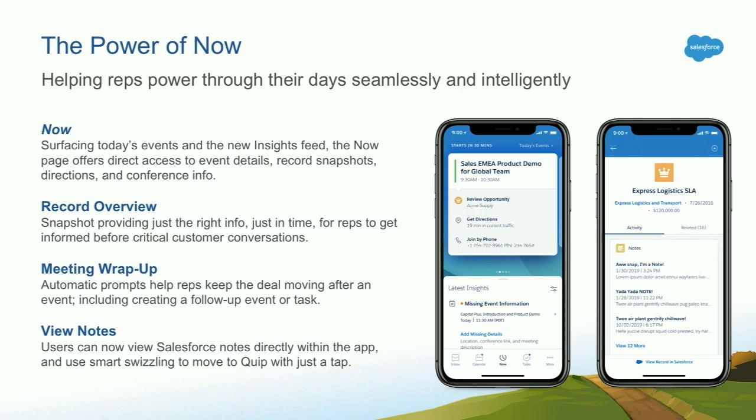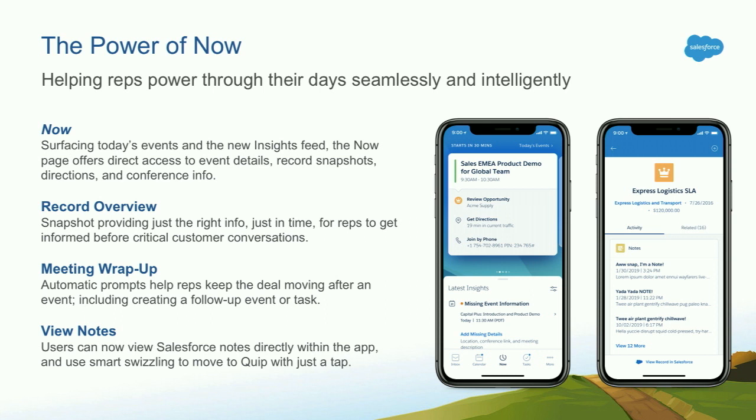So the central hub of the Now experience is this new Now tab. You'll see it in the middle there. And this Now page really is about combining today's events and critical email, calendar, and task insights all into one place. So no more going back and forth in between various places within the app or outside of the app to get all of that information. We're bringing it all together.